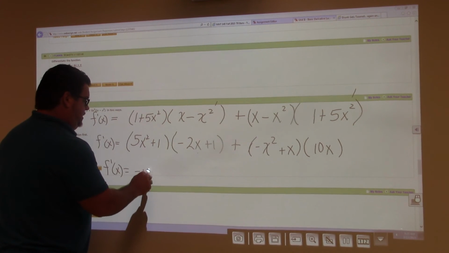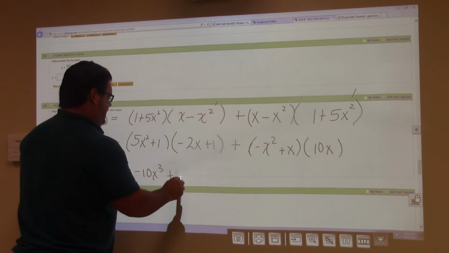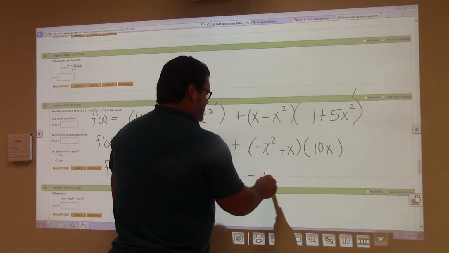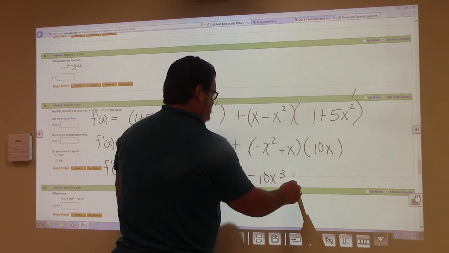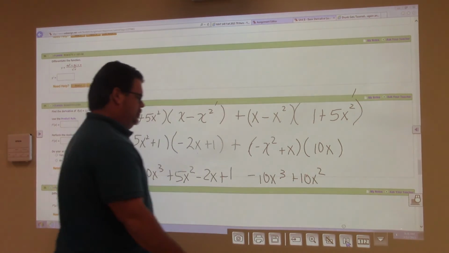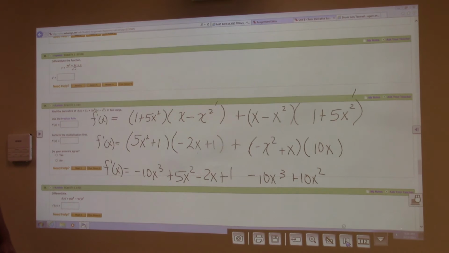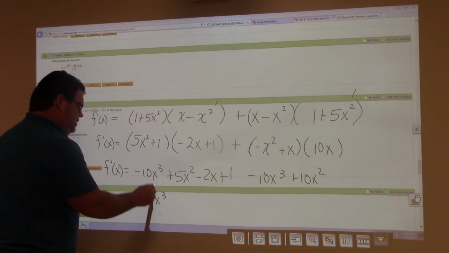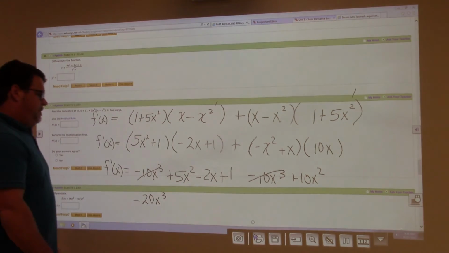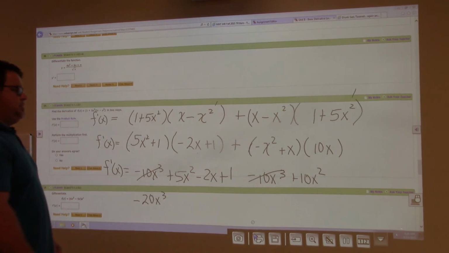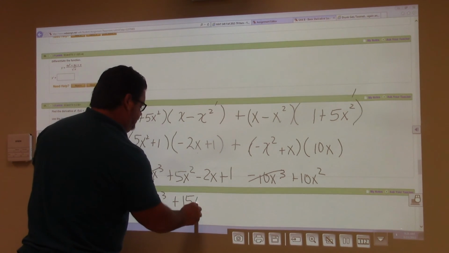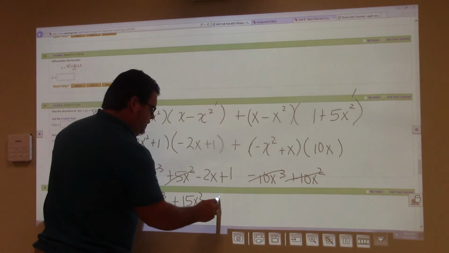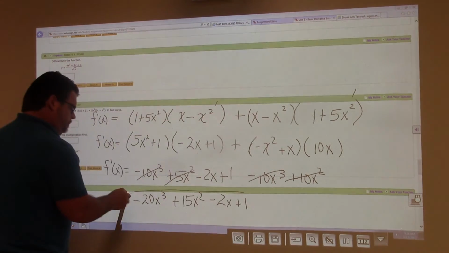That would be negative 10x to the third plus 5x squared minus 2x plus 1 minus 10x to the third plus 10x squared. And the negative 10x to the third and the negative 10x to the third is negative 20x to the third. 5x squared plus 10x squared is 15x squared. And negative 2x plus 1. That what y'all got?